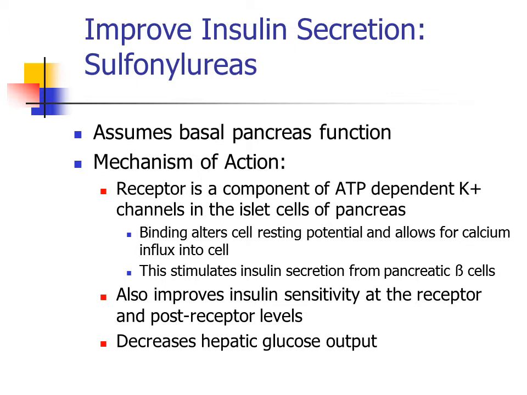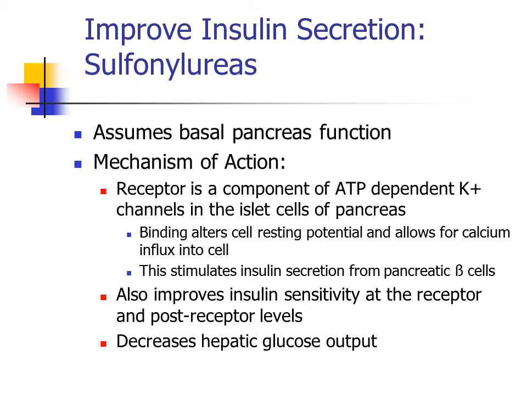So starting off with a class that improves insulin secretion, we'll begin with the sulfonylureas. There's a few assumptions that you have to make if you're going to use an agent that improves insulin secretion. And the first and foremost is it assumes that you do have some basal pancreas function left so that we can actually cause insulin to be secreted. If you don't have this, you can see that these agents really aren't going to do your patient any good. So for obvious reasons, these are not for type 1 diabetics, these are for type 2 diabetics.